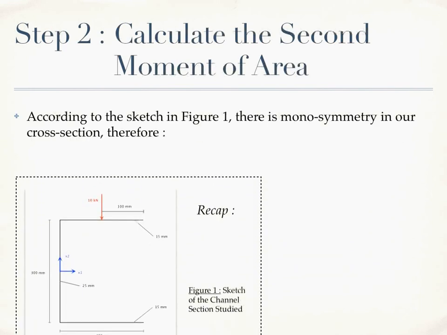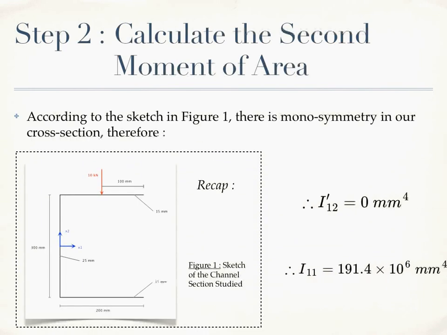Because the channel section is monosymmetric, we assume I12 dash equals 0. So, therefore, the total second moment of area, I11, equal 191.4 times 10 to the 6th millimeters to the 4th.